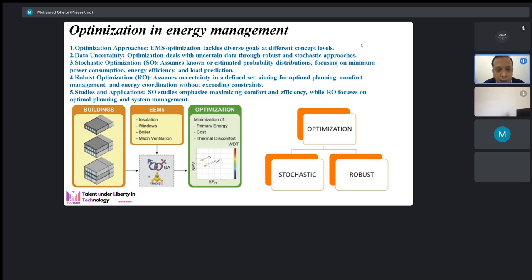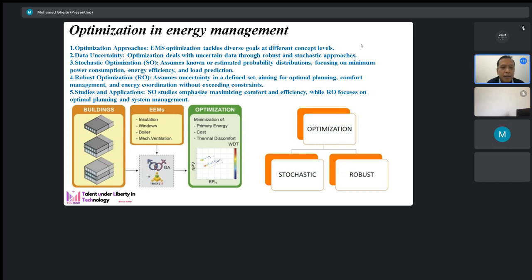Studies and applications under these conditions employ methods prioritizing maximizing comfort and energy efficiency. Conversely, stochastic techniques are applied to achieve optimal planning and efficient system management.